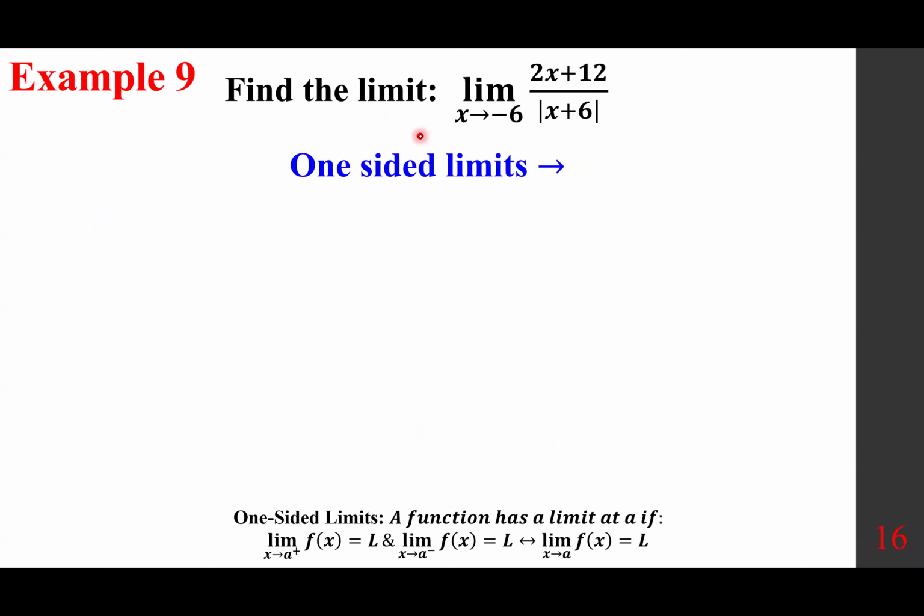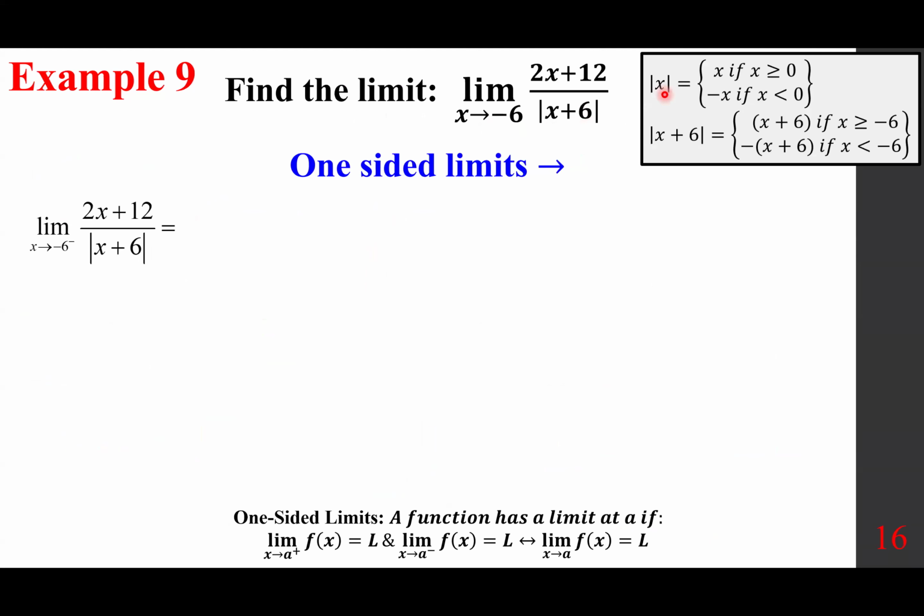Find the limit of 2x plus 12 over absolute value of x plus 6 as x approaches minus 6. And because we are dealing with the absolute value, we have to look at the one-sided limit. So I'm going to remind you of a couple of things. Absolute value of x by definition is x if x is larger than or equal to 0. And it's minus x if x is less than 0, which means absolute value of x plus 6.